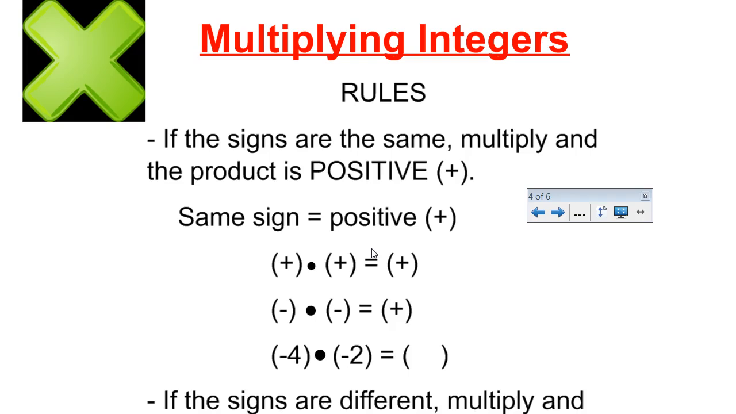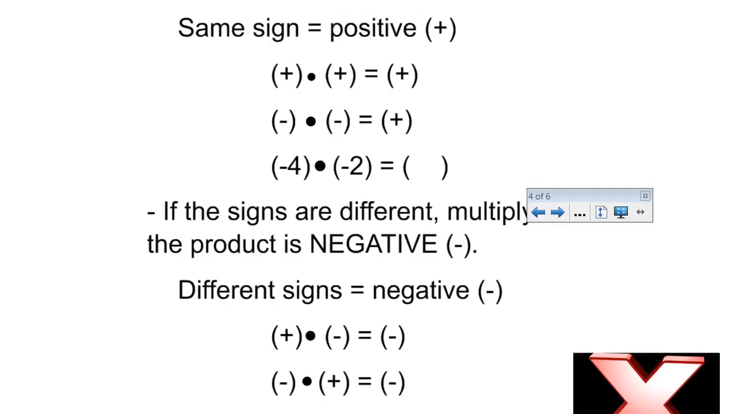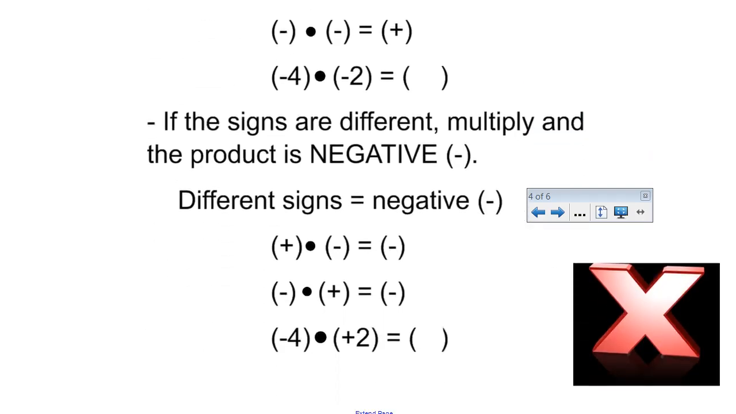Now we're already done adding and subtracting. Let's move into multiplying integers. If you're going to multiply an integer, if the signs are the same, multiply them, and your product will be positive. So if they're both positive, your answer is positive. If they're both negative, your answer is positive. So a -4 times a -2 will be a +8. See if you got that one right. Moving on. If the signs are different, multiply, and then the product will be negative. So you've got a positive and a negative, negative answer. Negative and a positive, negative answer.